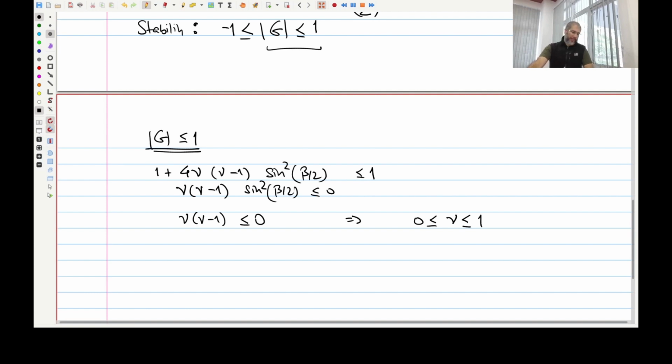So the only way we can get nu times nu minus 1 as negative is when nu is between 0 and 1. So that's the condition we get for the first part, which is mod g is less than or equal to 1. So I'll just box it.